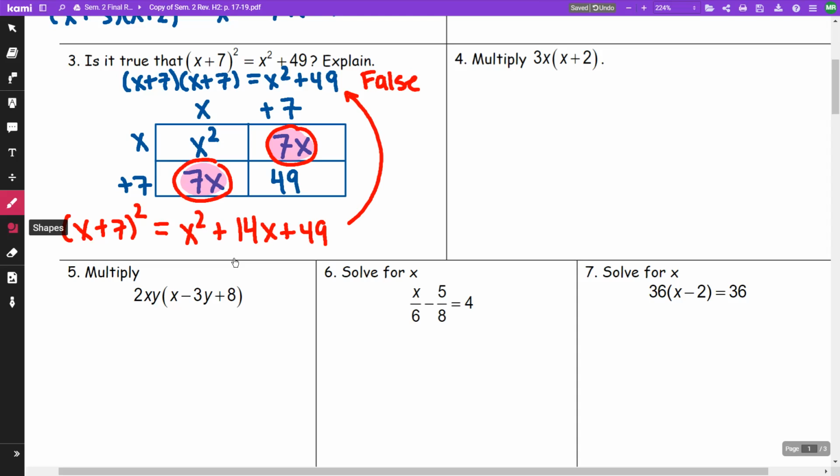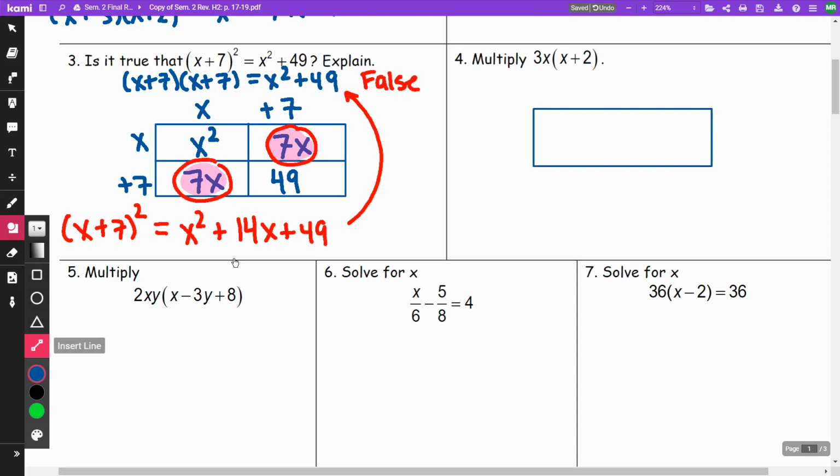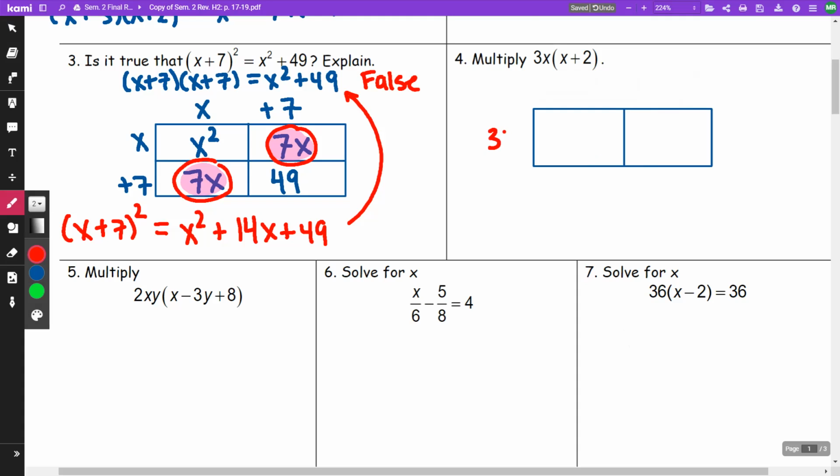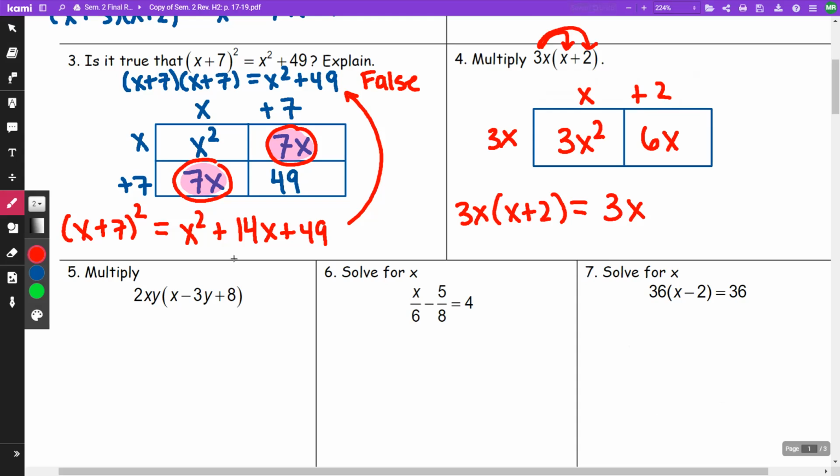On number 4, I can do a 1 by 2 box, or I can actually even distribute. So let me just shift this over. This is going to be a 3x times an x plus 2. So that's going to give me a 3x squared and a 6x. Again, I could have taken 3x times x, which gives me this 3x squared, and 3x times 2, which gives me the 6x. So 3x times x plus 2, which is the area as a product, is equal to 3x squared plus 6x, which is the area as a sum.